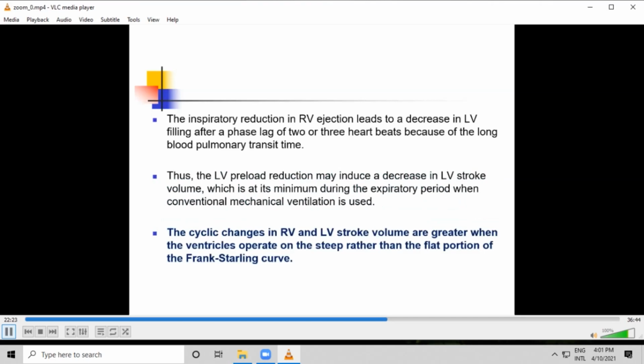The inspiratory reduction in RV ejection leads to a decrease in LV filling after a phase lag of 2 to 3 heartbeats because of the long pulmonary blood transit time. Thus, the LV preload reduction may induce a decrease in LV stroke volume, which is at its minimum during the expiratory period when conventional mechanical ventilation is used. The cyclic changes in RV and LV stroke volume are greater when the ventricles operate on the steep portion rather than the flat portion of the Frank-Starling curve.